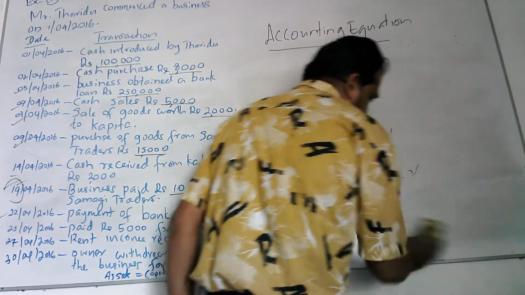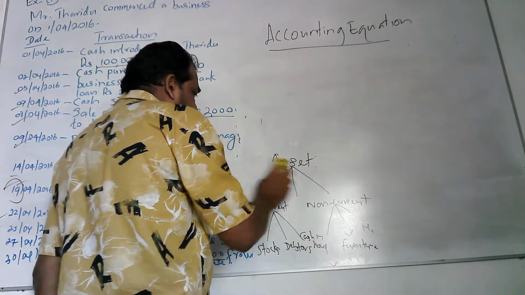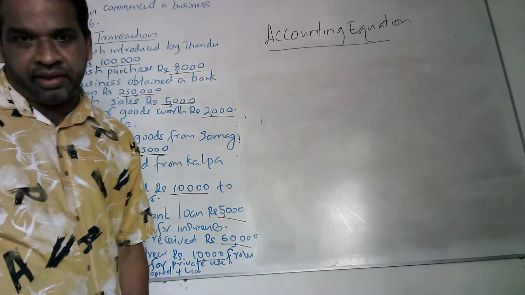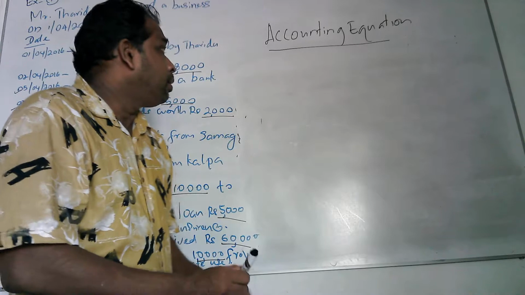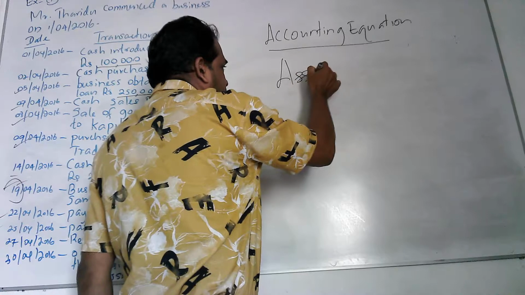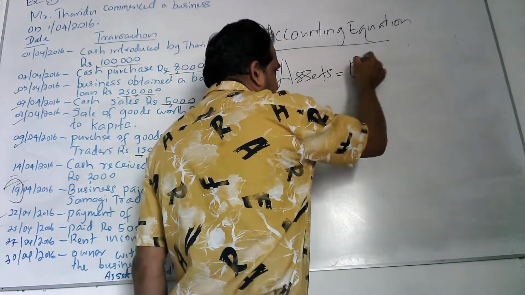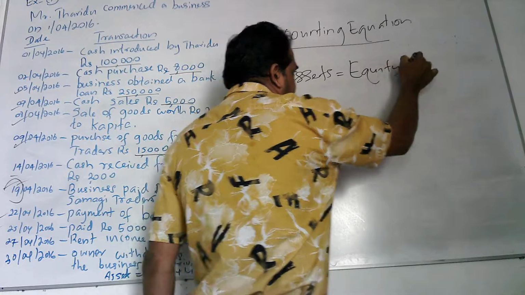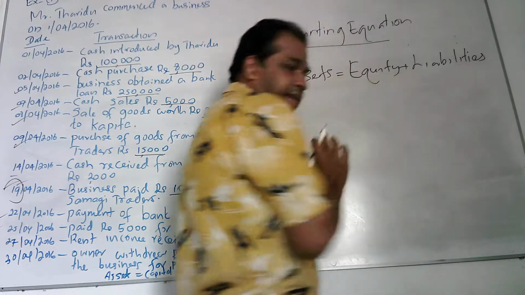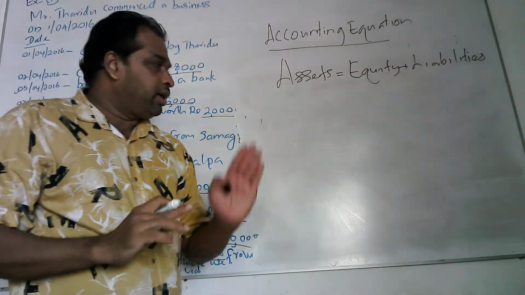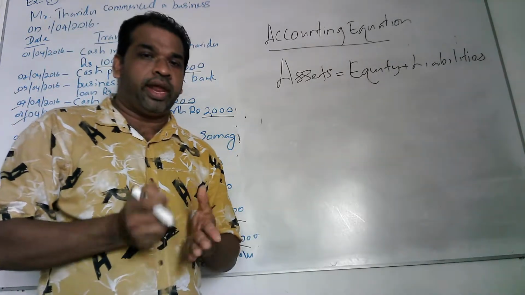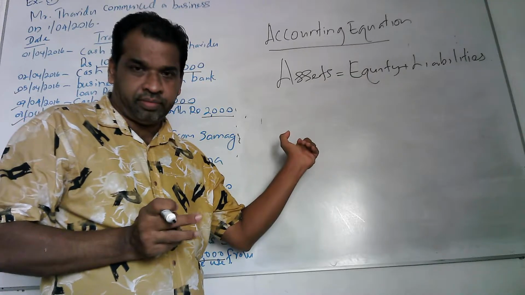In this account equation we can have only three main changes. If you take this basic account equation, that is assets equal equity plus liabilities, that is our basic account equation. Then at the examination, any business transaction you can insert into this equation.